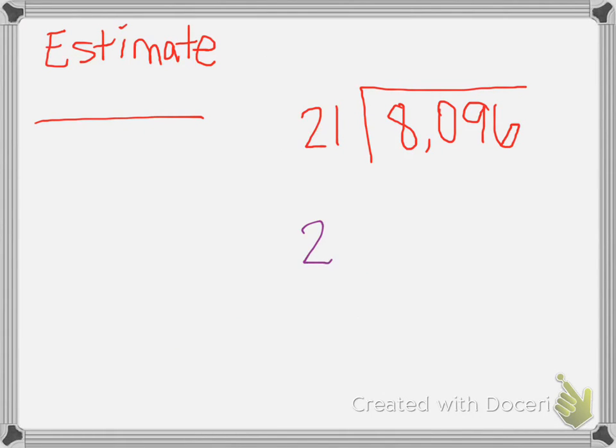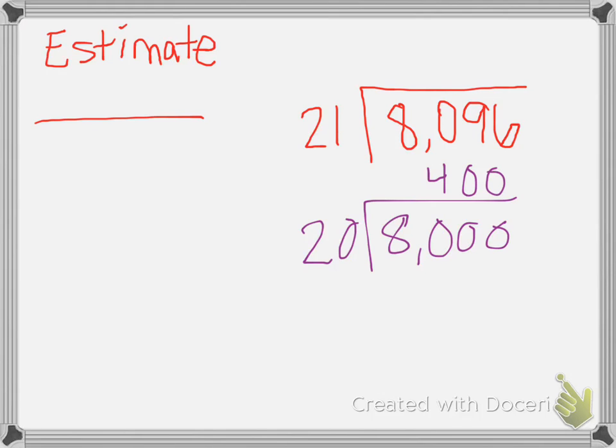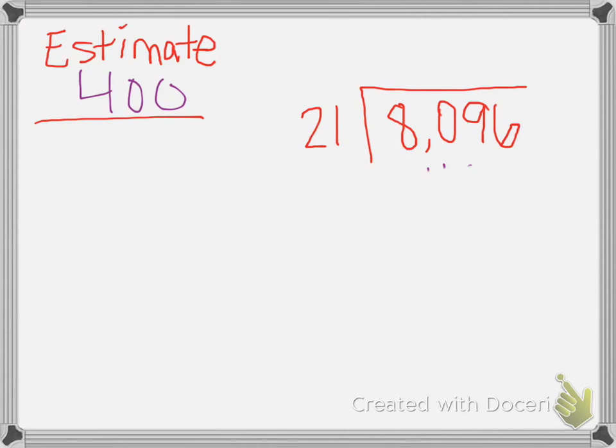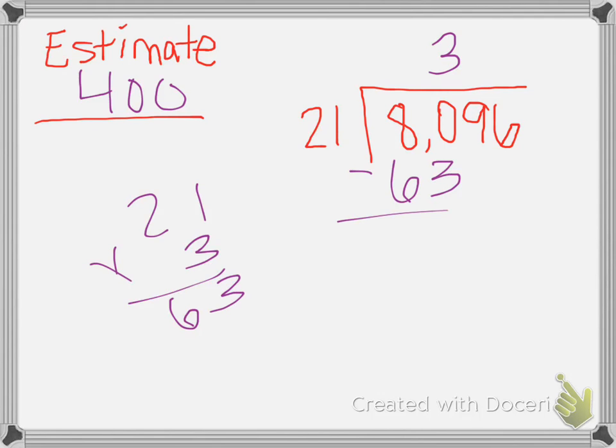So if I were to estimate, I would do 20 into 8,000. I know 20 goes into 80 about 4 times with those zeros, so it's about 400. Now to actually solve, 21 goes into 80 about 3 times, which is 63. Can't do 0 minus 3. 10 minus 3 is 7. 7 minus 6 is 1. Bring down that 9.